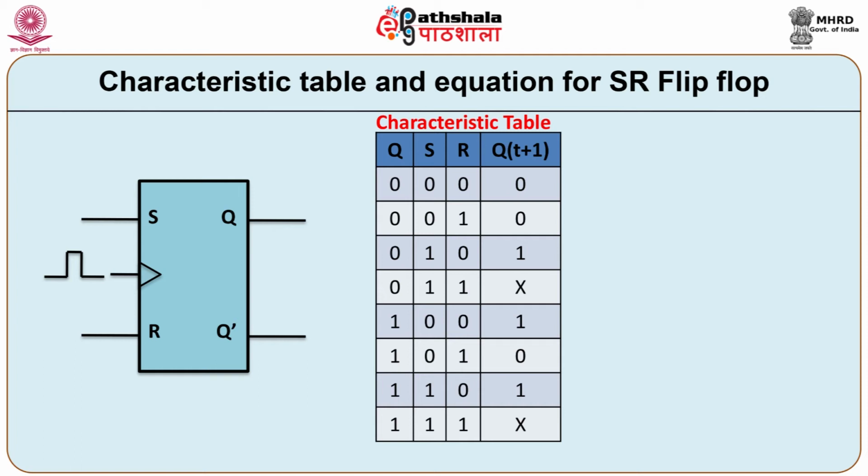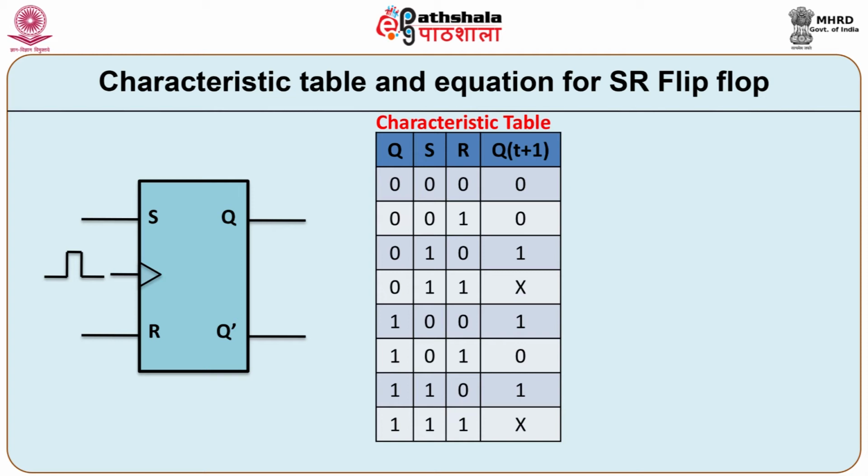The first 4 rows assume that Q is equal to 0, and Q is equal to 1 for the next 4 rows. All possible input conditions for S and R inputs are written for a group of 4 rows. The characteristics table for the SR flip flop shows that the next state is equal to the present state when both S and R inputs are equal to 0.